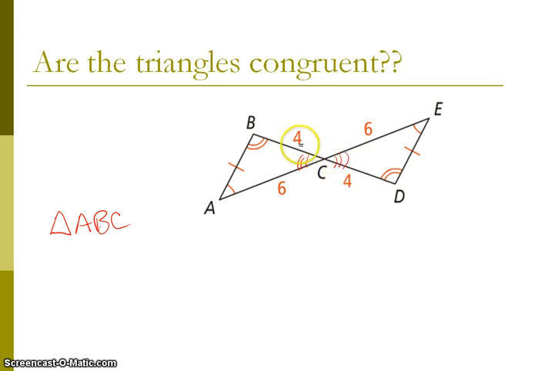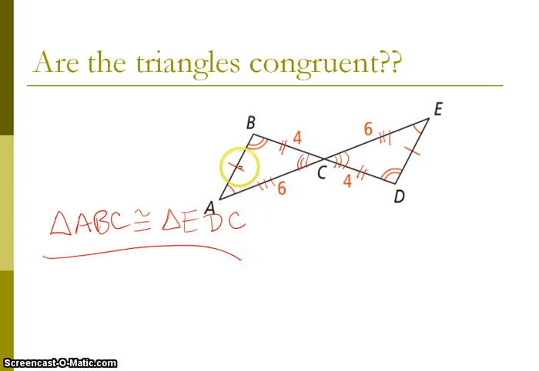Is a side length of 4 congruent to a side length of 4? Well, it sure is. Is a side length of 6 congruent to a side length of 6? Well, it sure is. So now, do I have 3 corresponding angles that are congruent and 3 corresponding sides that are congruent? I do. So I can make my congruent statement that triangle ABC, and let's be careful of the order here, is congruent to triangle. I need first just the 1, now the 2, and now the 3.